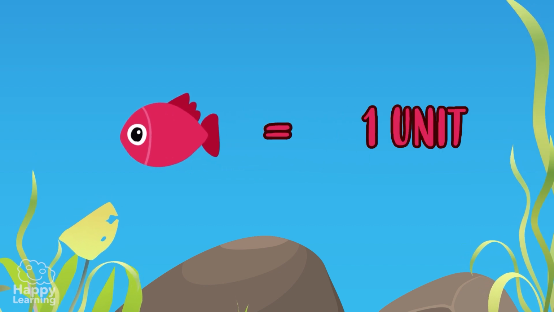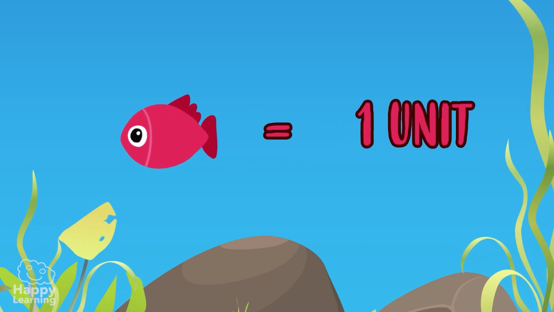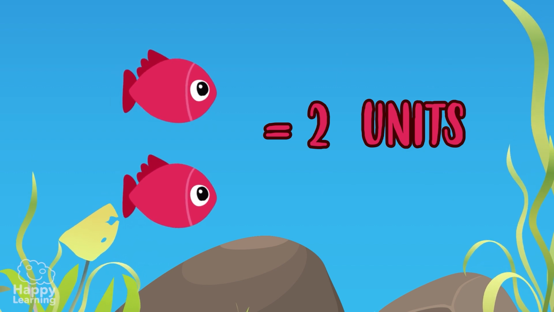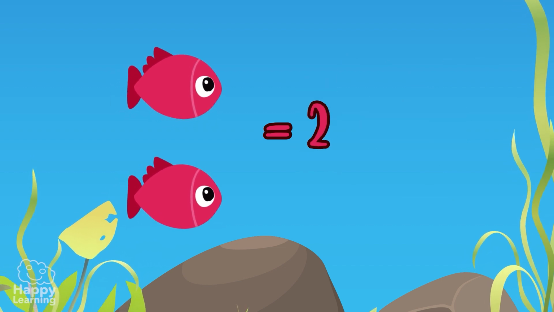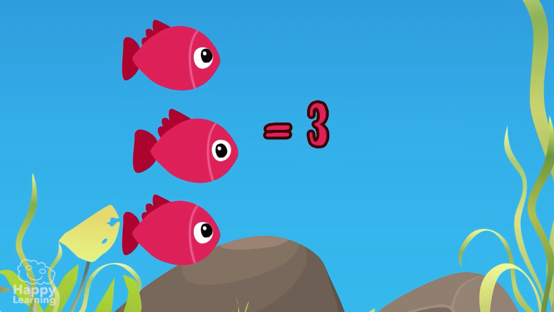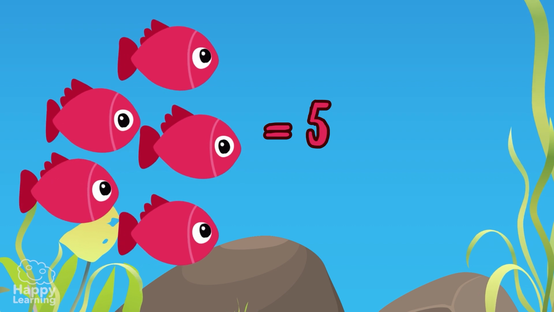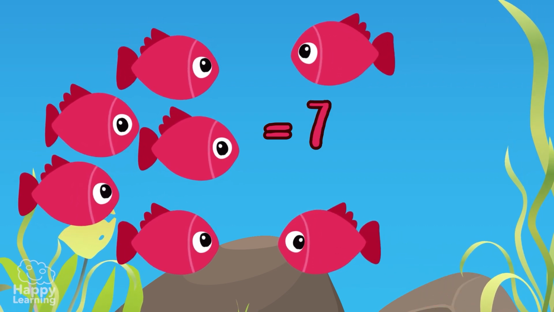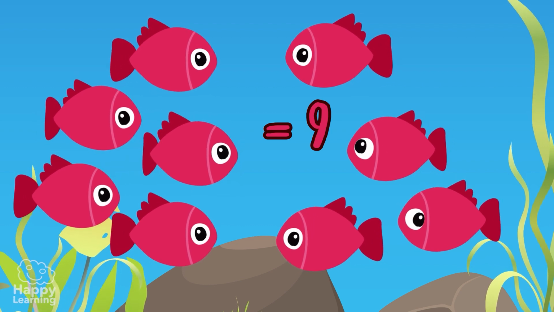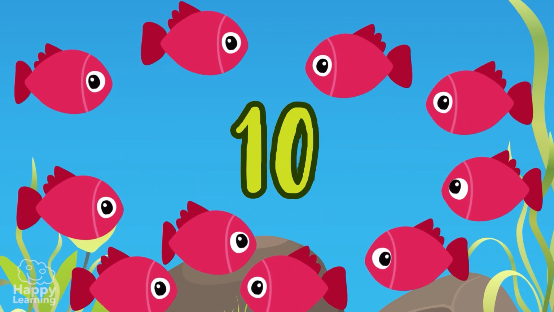One fish is equal to 1 unit. So, if we have 2 units, we represent them with the number 2. 3 units with the number 3, and so on up until the number 9. Wow, so many fish! One more and we will have 10.